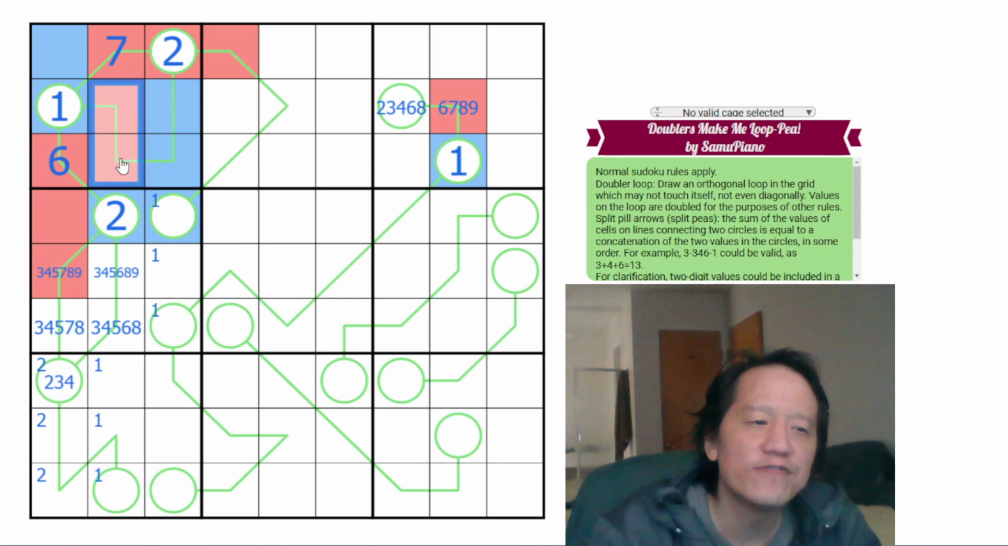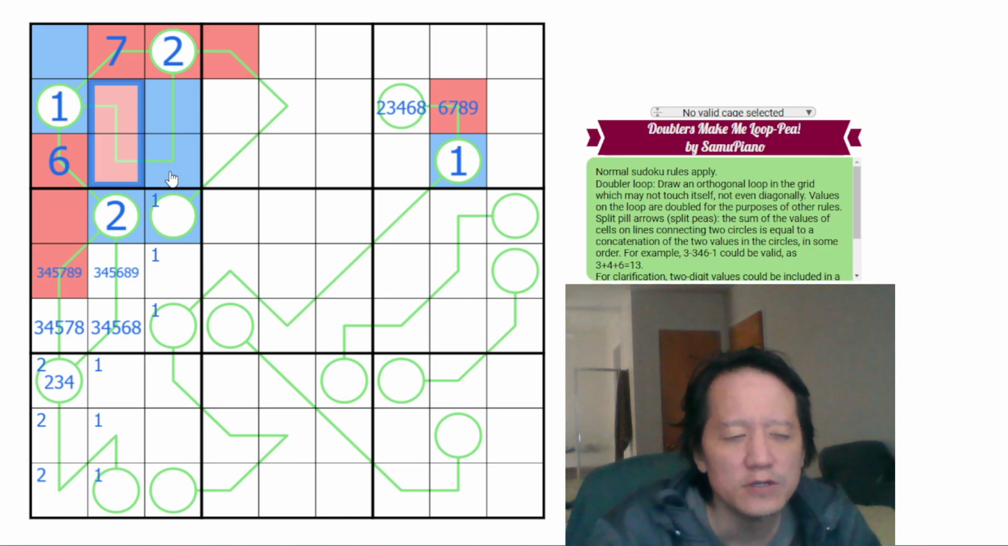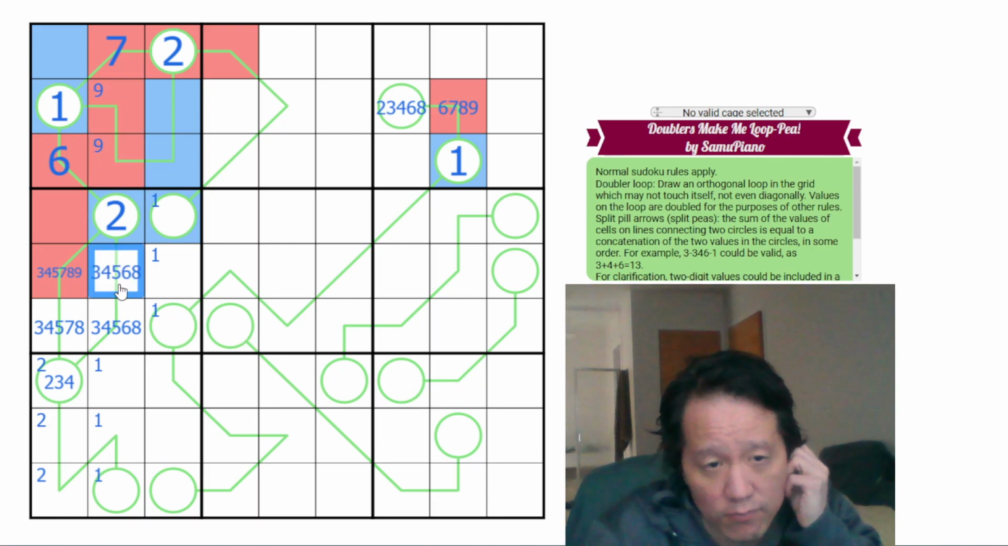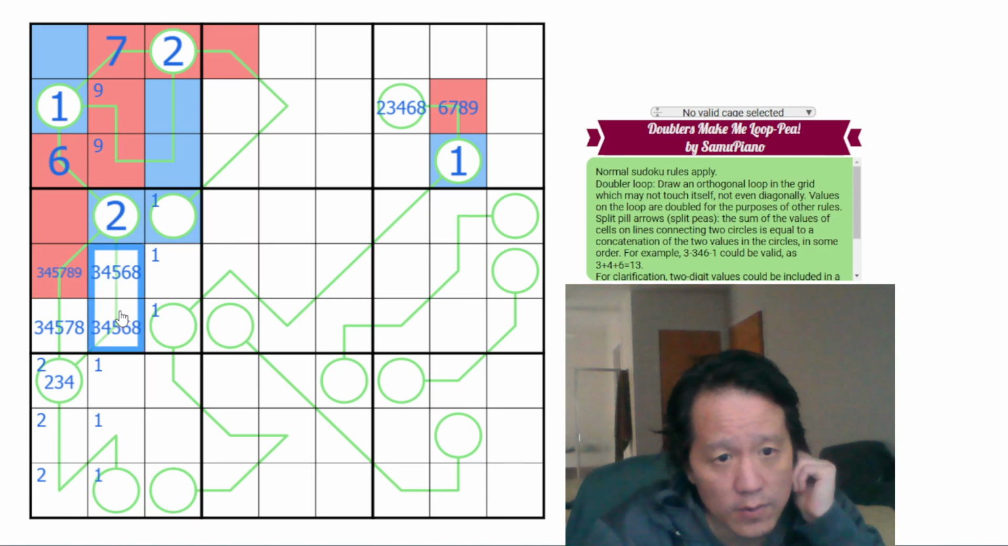Can you ever get it with 5 and 8? 5 and 8 doubled is 13. 5 plus 8 is 13. Doubled is 26. 26 plus 9 plus 4. 26 plus 9 is 35 plus 4 is 39. So the 9 has to be here. So we know the 9 is here. This can't be 9. So this has to be 9.